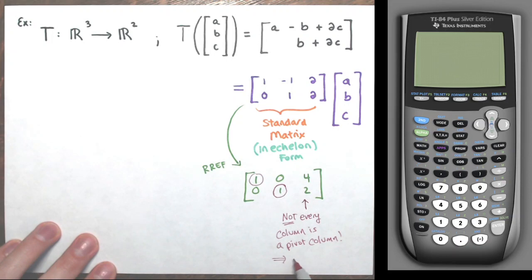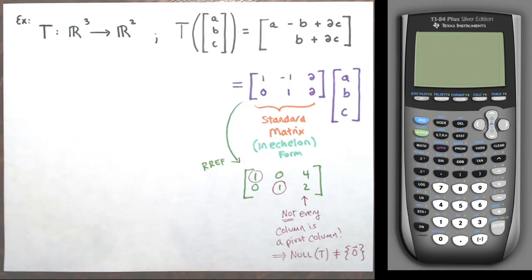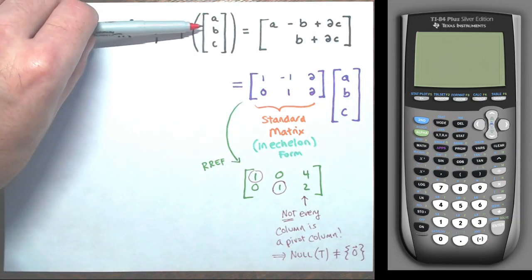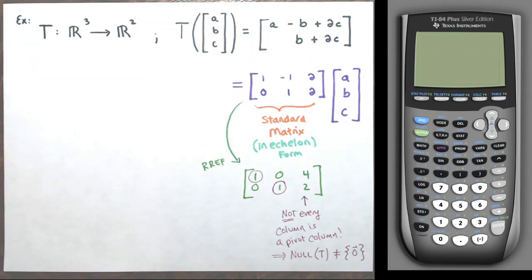So, the null space of this transformation is not going to only have the zero vector in it. All right. Now I was asked to find the null space. So let's do that. Remember, the null space: I'm trying to find vectors A, B, C here, such that when I plug in these values, I get the zero vector as an output.